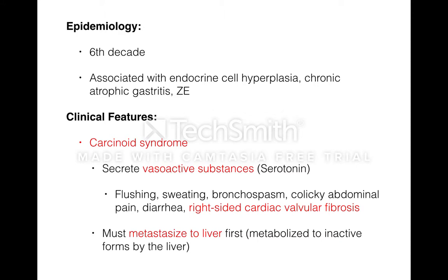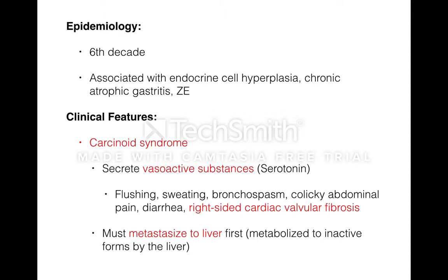In order to have this syndrome, though, the tumor must first metastasize to the liver. This is due to a first-pass-like effect where the liver metabolizes the vasoactive substances to the inactive form. Thus, carcinoid syndrome is associated with metastatic disease. The exception to this is if you have a carcinoid tumor arising in the lungs.